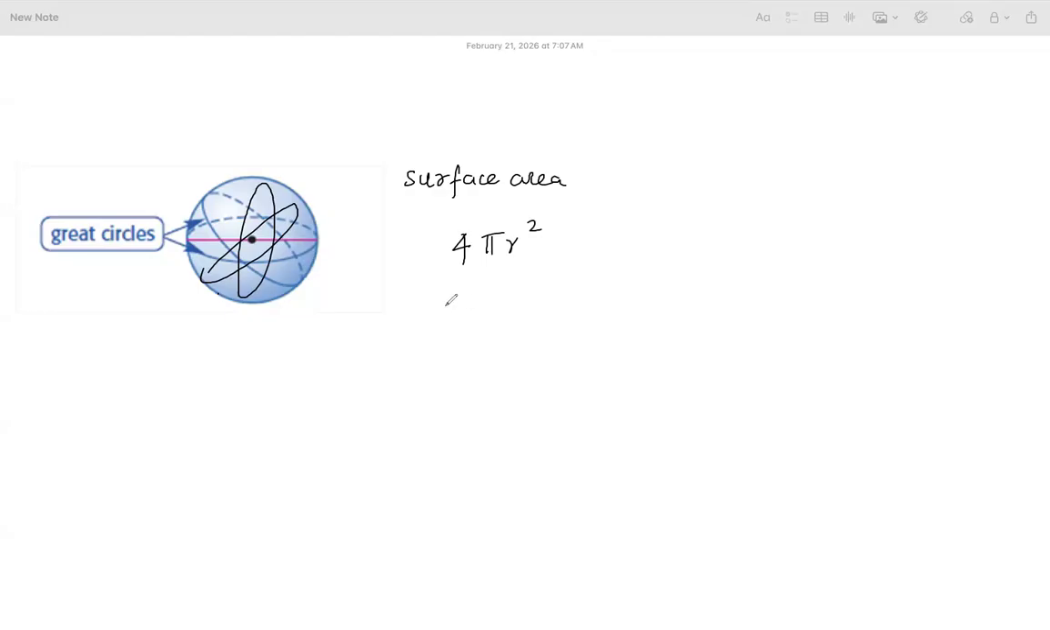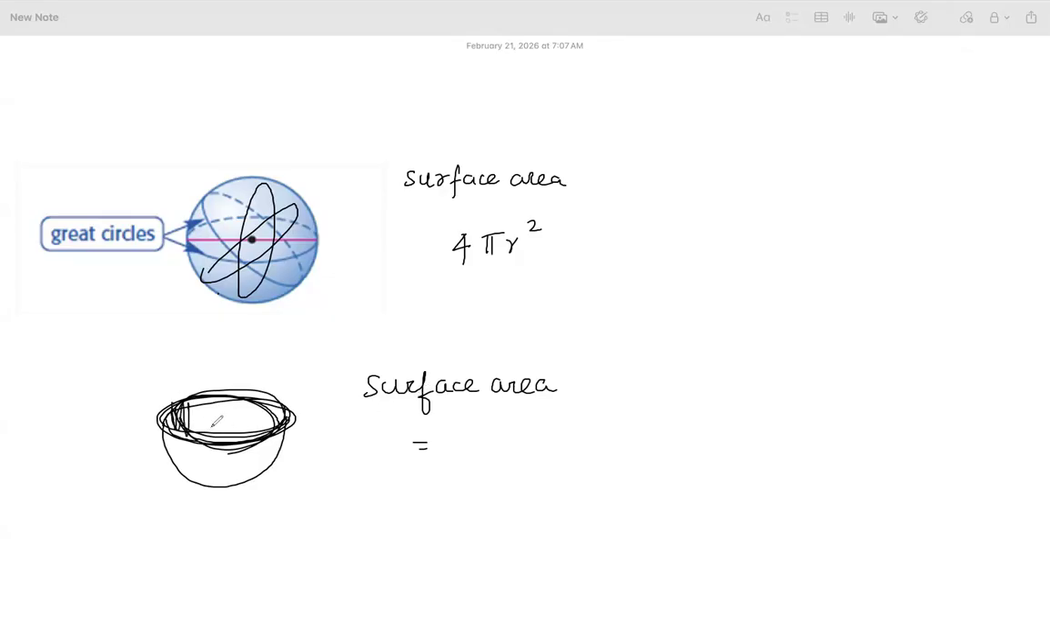Okay, now I have more questions for you. Now let me talk about a hemisphere. A hemisphere is half the sphere, right? What do you guys think should be the surface area of a hemisphere? 2 pi r squared. Aha! Is it so? Not really, not quite.